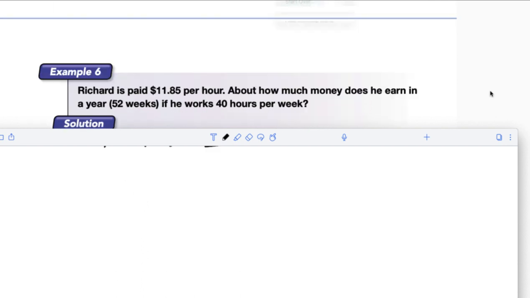So Richard is paid $11.85 per hour. How much money does he earn in a year? 52 weeks if he works 40 hours every week. Well, Richard's working really hard, and we want to make sure and do some quick math ourselves. $11.85. It's kind of hard. A clear answer would be to multiply. Approximate this to $12. 40 hours a week, we can multiply that by 40, and then we can multiply that by 50 because it's just easier. You know what I mean? Not having to do the 52.